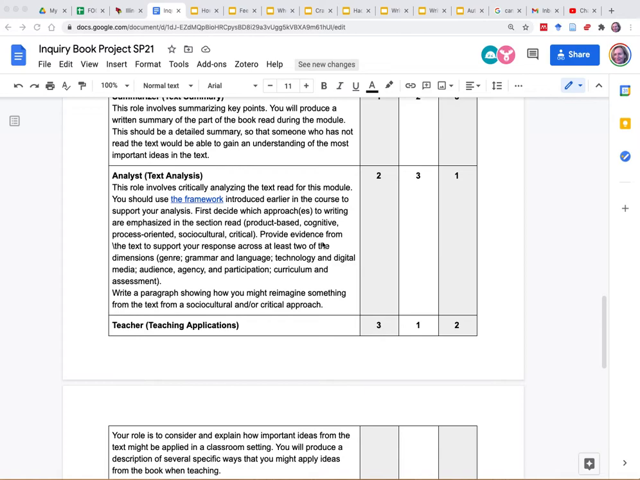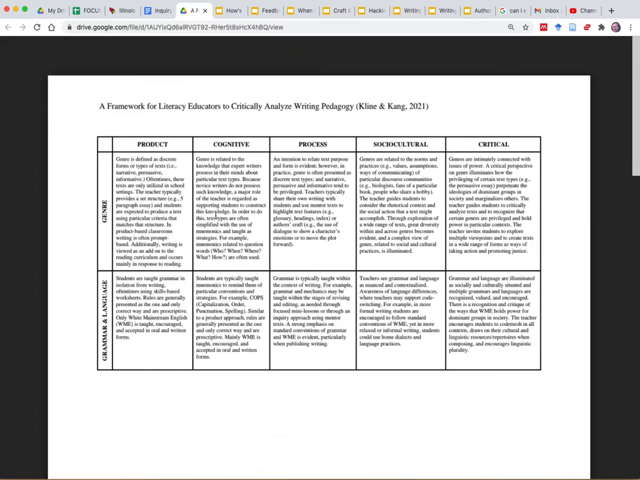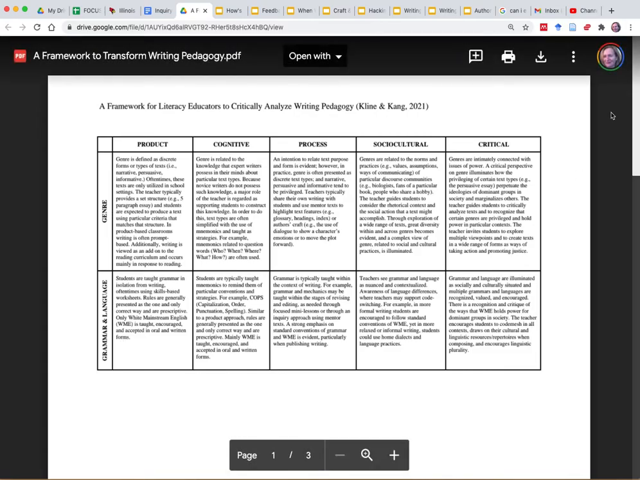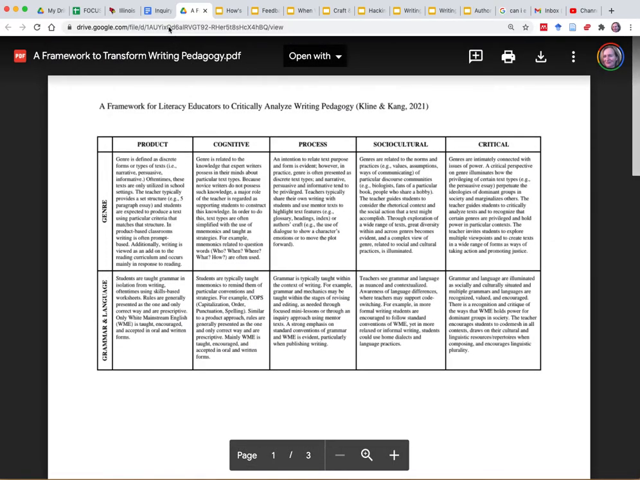and it's quite complex, right? So just as a reminder, you're going to use the framework that was introduced earlier in the course. And as we've talked about before, depending on which lens you use, writing can look very, very different. We want to make sure that we're thinking about social culture and critical approaches to writing, as well as using process approaches and cognitive approaches. I've given you in the framework ways to think about genre, grammar and language, and technology and digital media, etc.